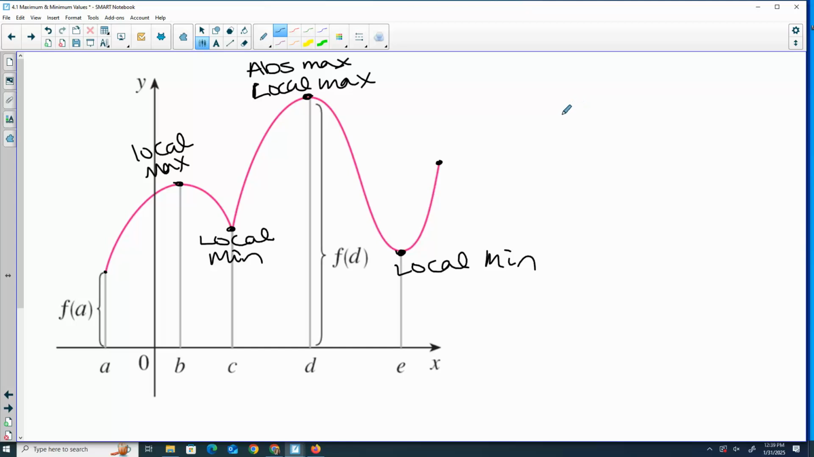Endpoints cannot be local maxes and mins. So local max and min cannot be an endpoint.